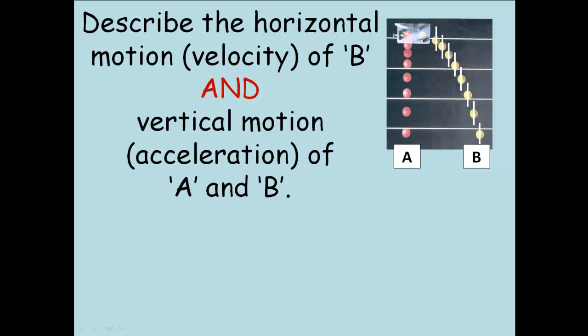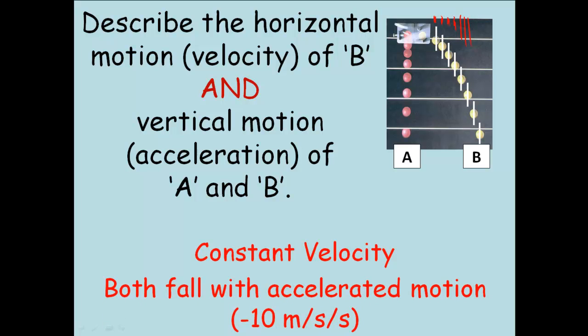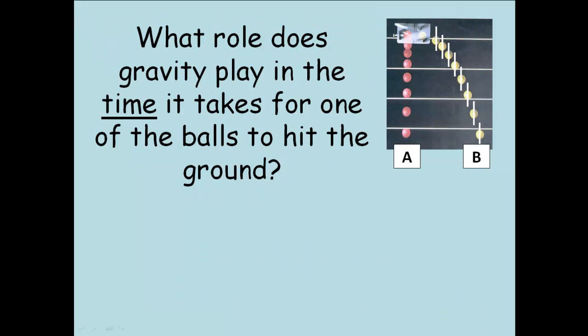So that sets the stage for the rest of this. Describe the horizontal motion of B, because it's the only one that has any horizontal motion, and the vertical motion of both of these. Well, again, horizontal motion, as you heard, look at this, it's a constant velocity. And of course, the vertical motion is not constant, it is accelerated. What role does gravity play in the time? Think about it. If right now things are falling at 10 meters per second every second, that's the rate at which their velocity changes. That's our acceleration due to gravity.